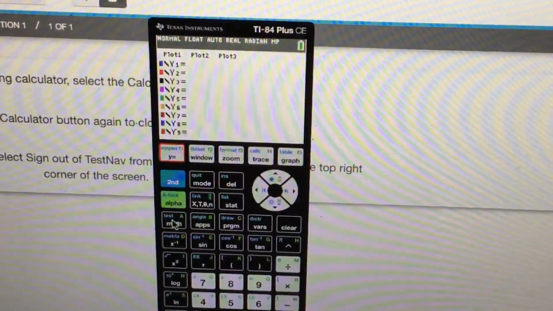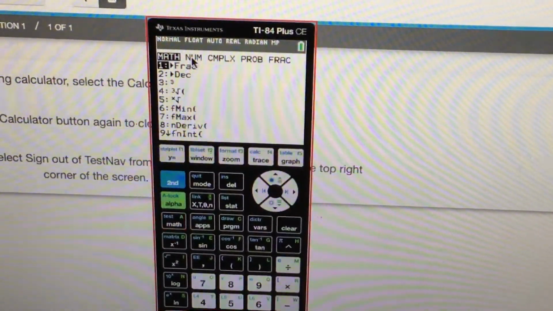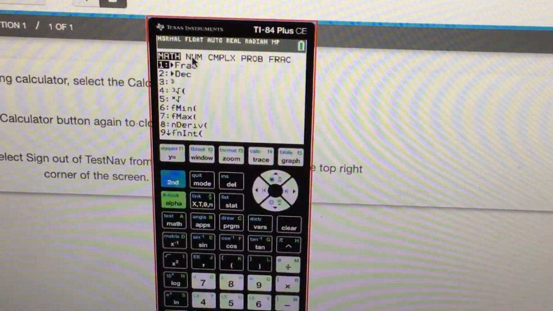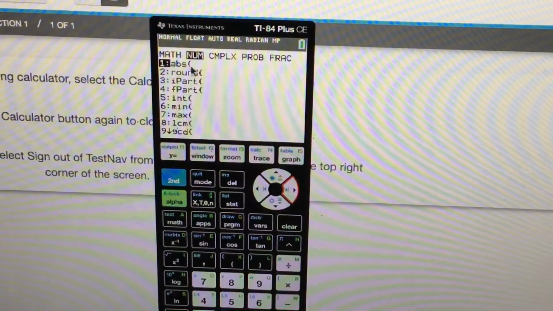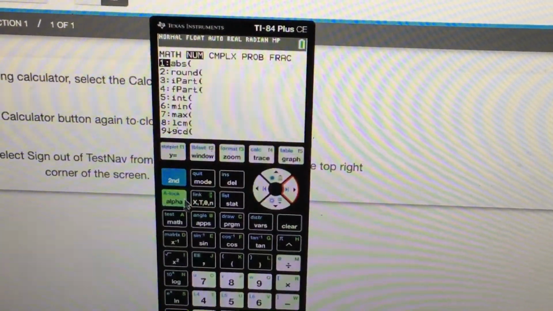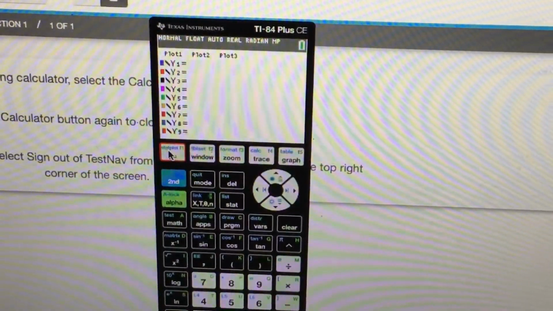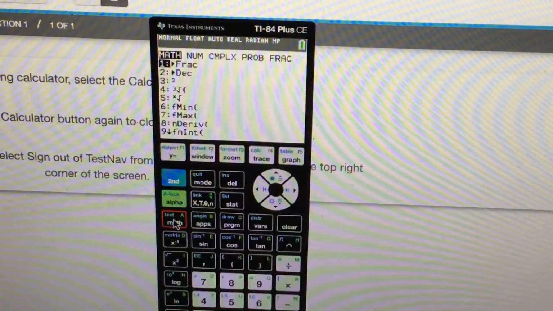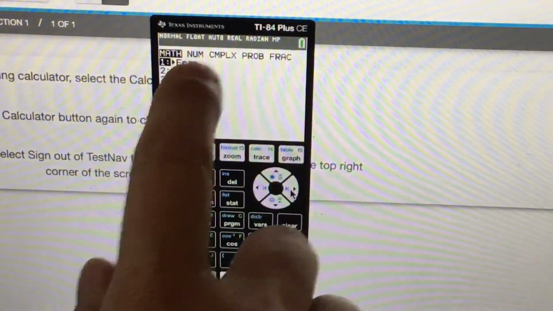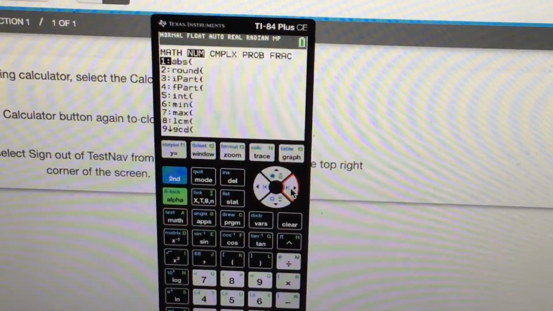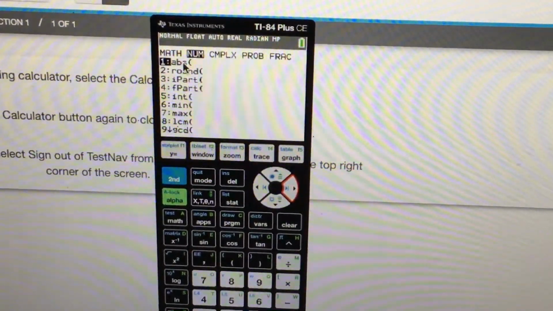You need to go to math, and then you need to go to number. So I'm going to right arrow to get over there. And it's that very first thing, ABS. So if you didn't see me do it again, I went to y equals, the top left button, and then I'm going to go to math, and then I need a right arrow over so that NUM is highlighted. So I'm going to right arrow over, and I want number 1. So I can just hit enter because it's already highlighted.